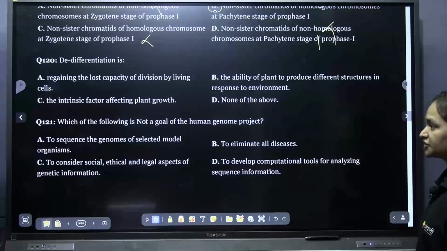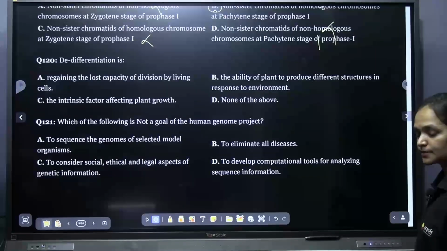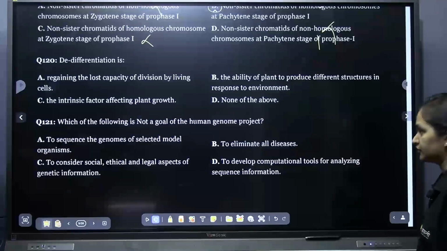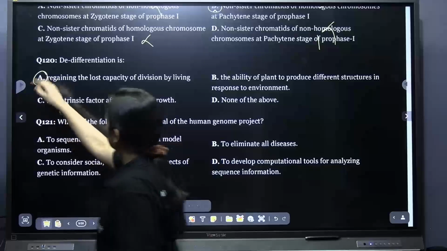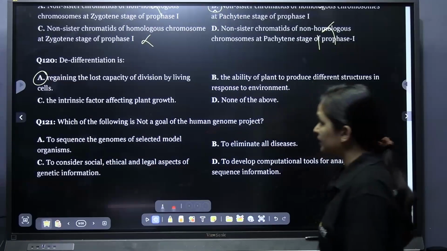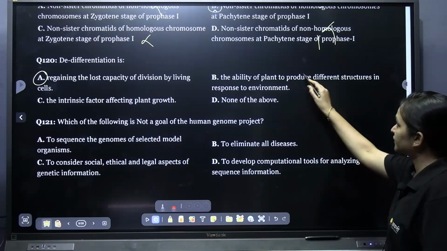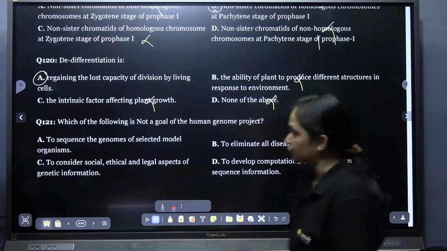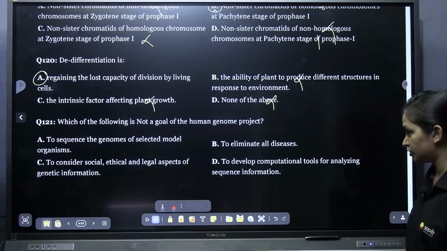What do you mean by dedifferentiation? Dedifferentiation means actually regaining the capacity of cell division. So, we got the answer as the first: regaining the lost capacity of division by the living cells. Different structure in response to the environment, no. None of the above, no. The intrinsic factor affecting plant growth, no. Understood?